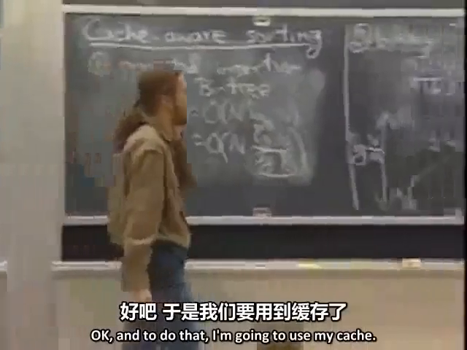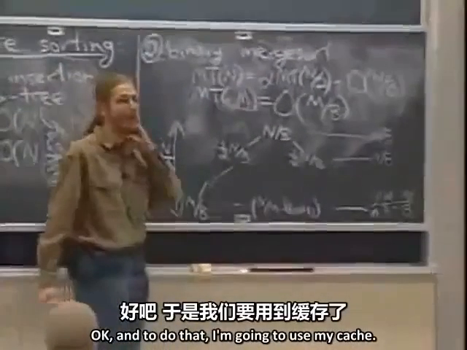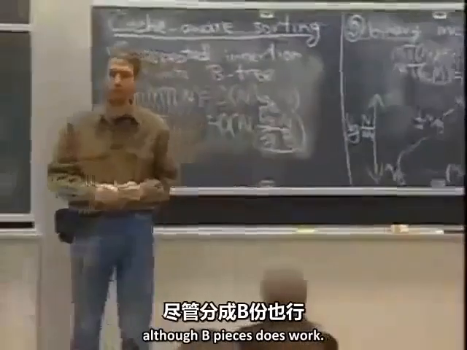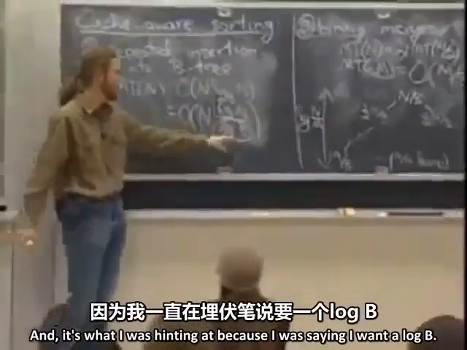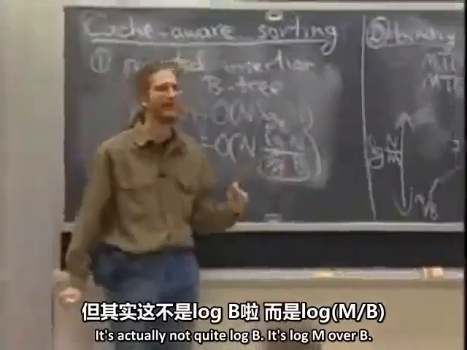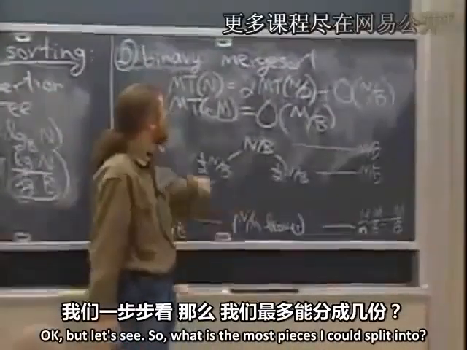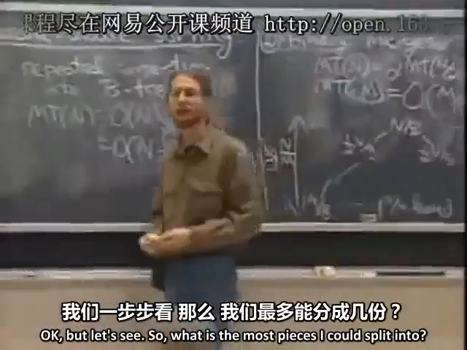And to do that, I'm going to use my cache. So the idea is b pieces. That's not actually the best thing to do, although b pieces does work. And it's what I was hinting at because I was saying I want a log b. It's actually not quite log b. It's log M over B. But let's see. So what is the most pieces I could split into?